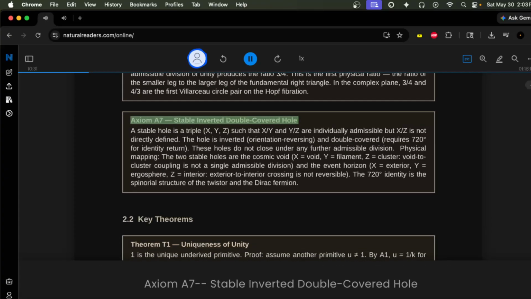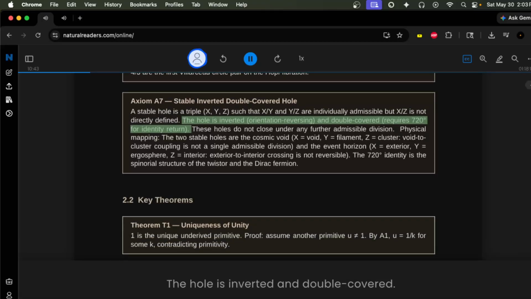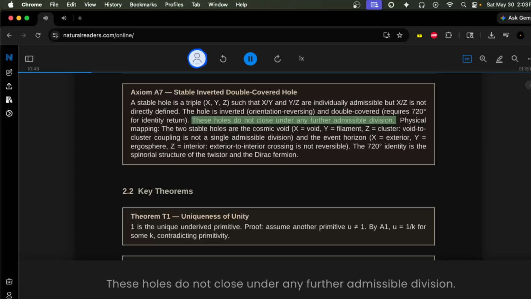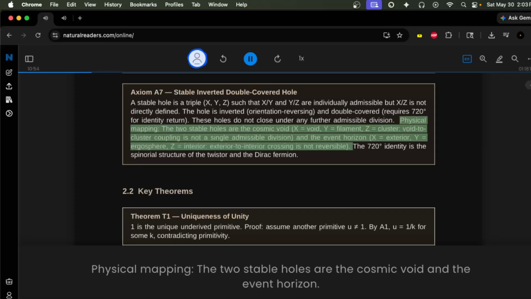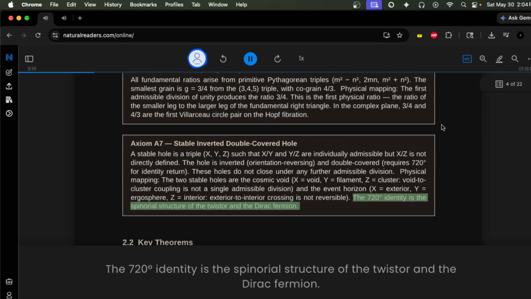Axiom A7, stable inverted double covered hole. A stable hole is a triple such that X/Y and Y/Z are individually admissible but X/Z is not directly defined. The hole is inverted and double covered. These holes do not close under any further admissible division. Physical mapping. The two stable holes are the cosmic void and the event horizon. The 720 degrees identity is the spinorial structure of the twistor and the Dirac fermion.